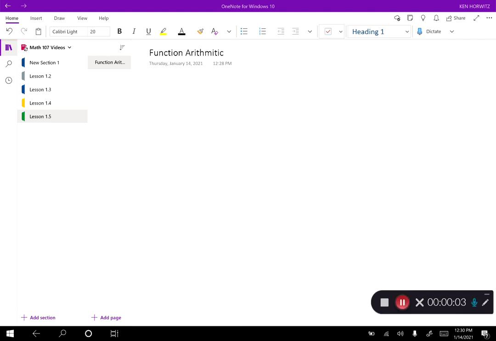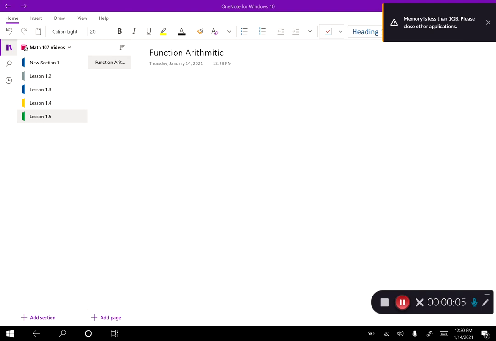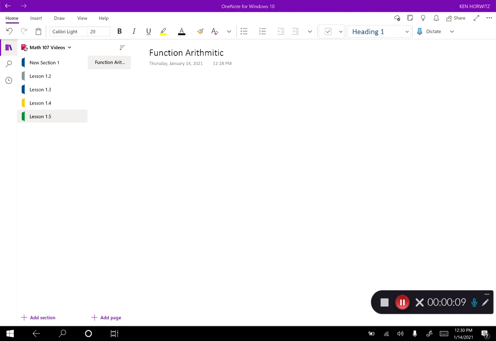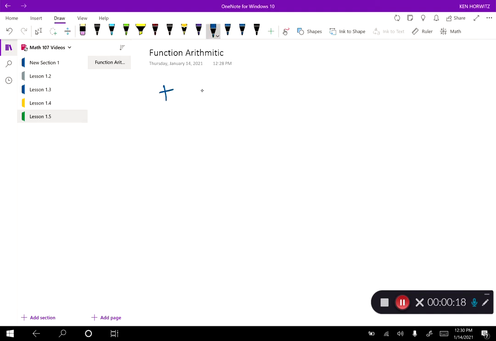Welcome back, everybody. This next section, 1.5, continues the concepts that we've been working on for the last two sections. Just like numbers, with functions, you can add, subtract, multiply, and divide two functions. Let's jump into a first example.